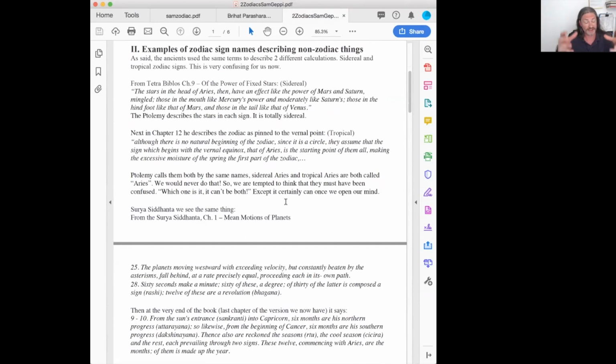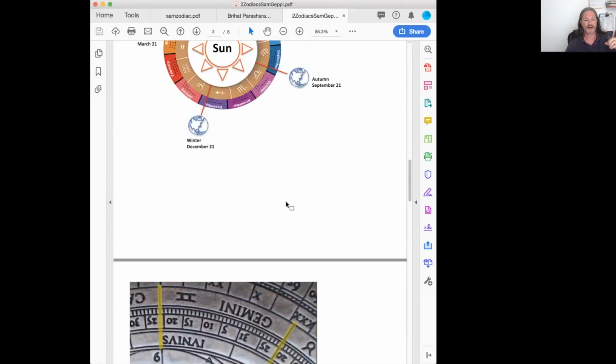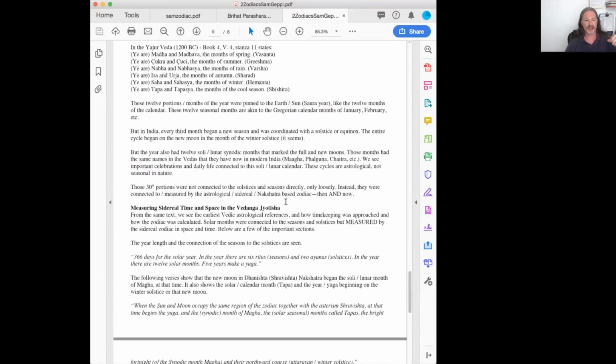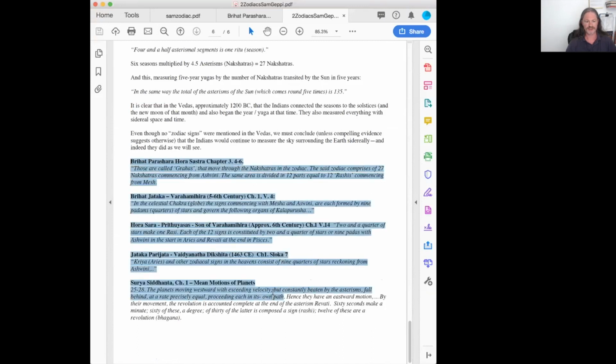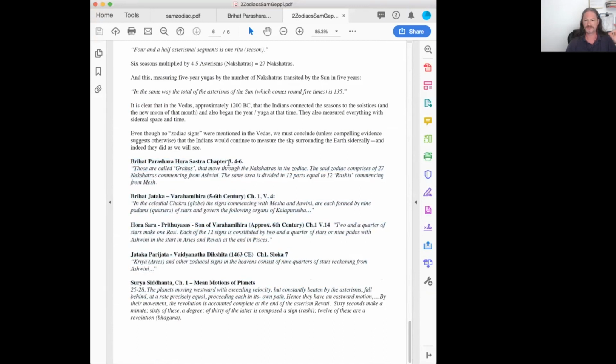And again, you have to look, it's at the beginning. The beginning of the text is where they define the zodiac. I'll just jump ahead here. I have these quotes here from all the major texts at the beginning of the book. They define the zodiac sidereally at the beginning.